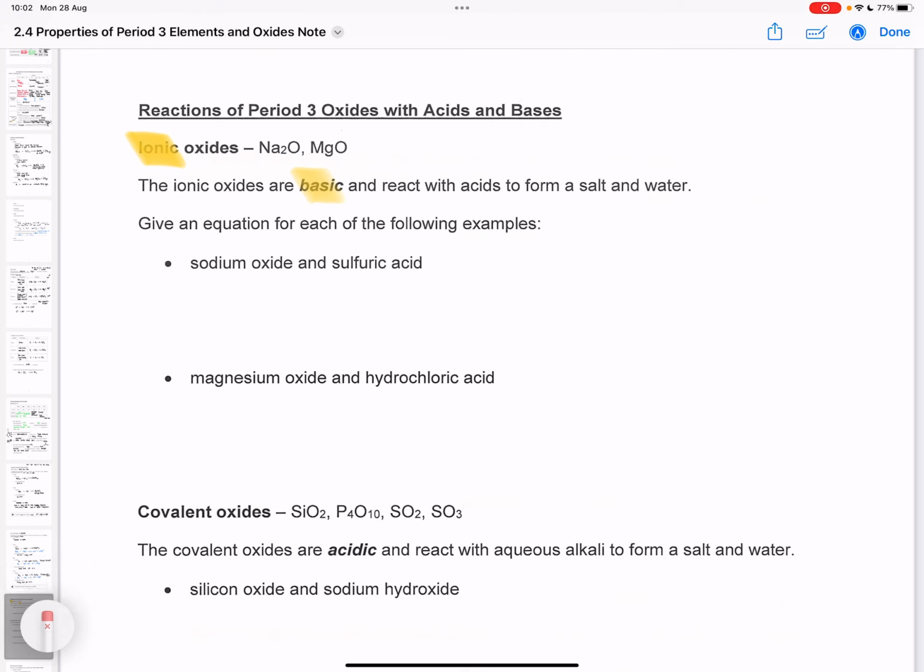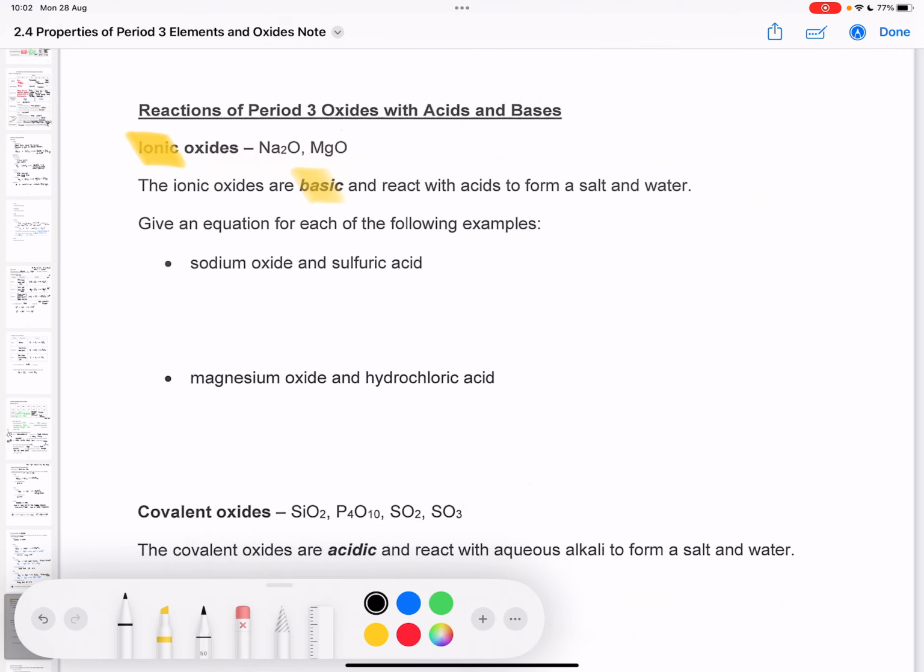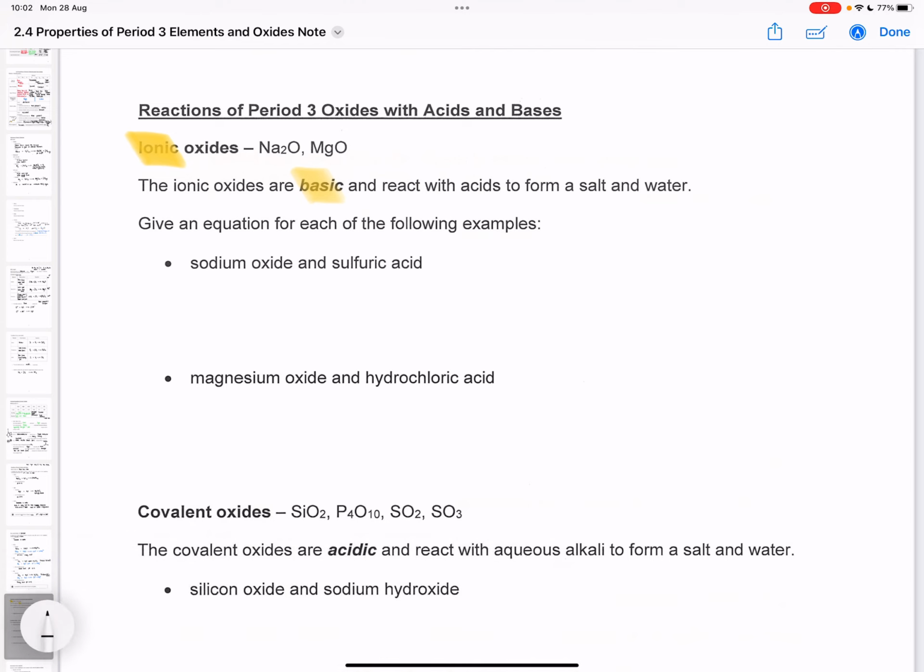So what we're going to do now is show how they react then with acids to form a salt and water. Now remembering that these are fairly straightforward metallic oxides, and a salt is defined as when the H+ of an acid is replaced by the metal. So this is a very straightforward introduction to chemistry type reaction.